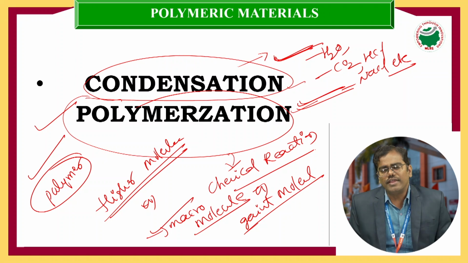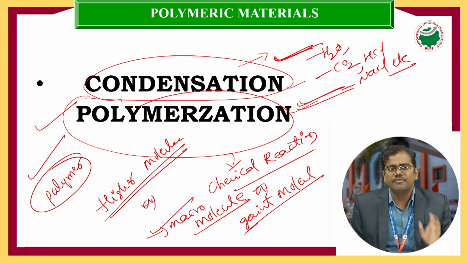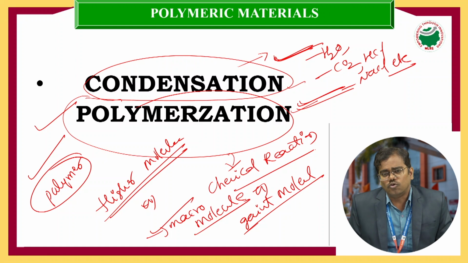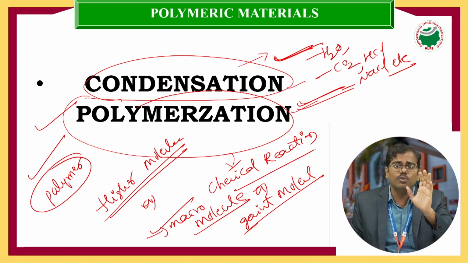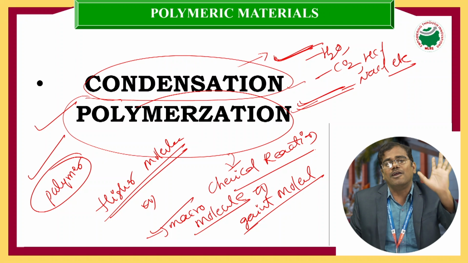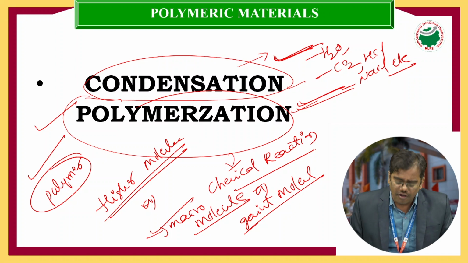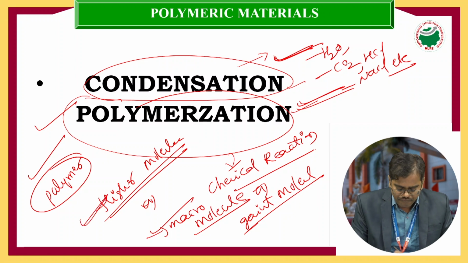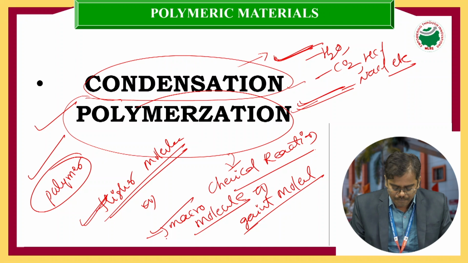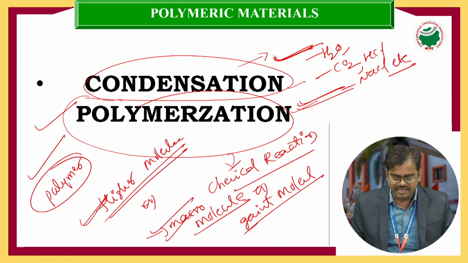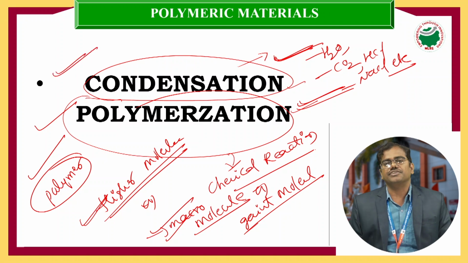From which compound are you going to eliminate the smaller molecules? From the monomers, and those monomers should contain polar groups. Those polar groups are eliminated as smaller molecules. And finally, it leads to the formation of a giant molecule, a higher molecular weight compound, or a macromolecule, which is said to be a polymer, and this phenomenon is called condensation polymerization.